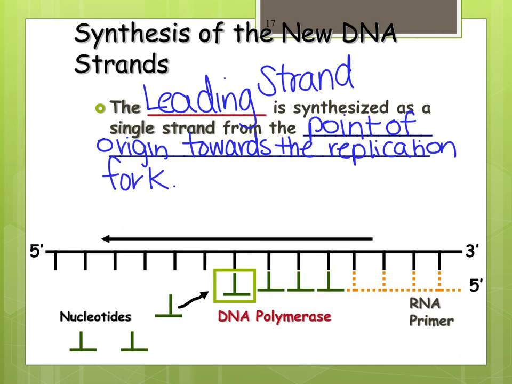So again, remember, DNA is made 5' to 3' on a 3' to 5' template. So it's going to be made in this direction. This is my leading strand. How many strands in DNA go 3' to 5'? Only one, because it's anti-parallel. So we've got to do something special to the other side.